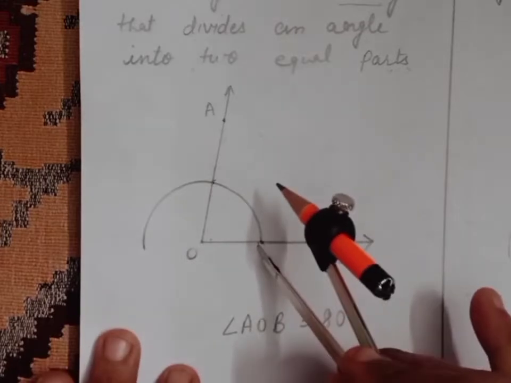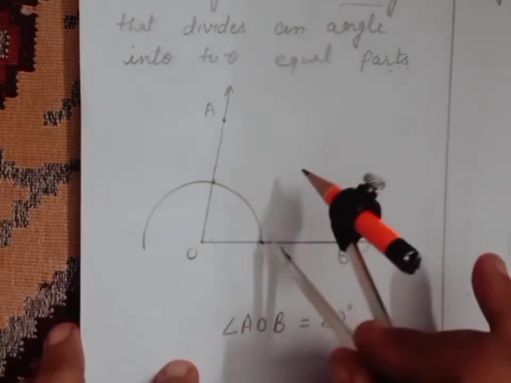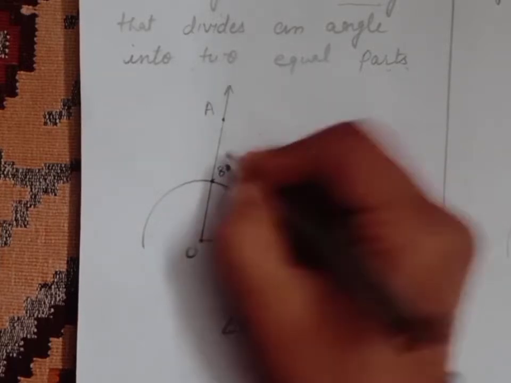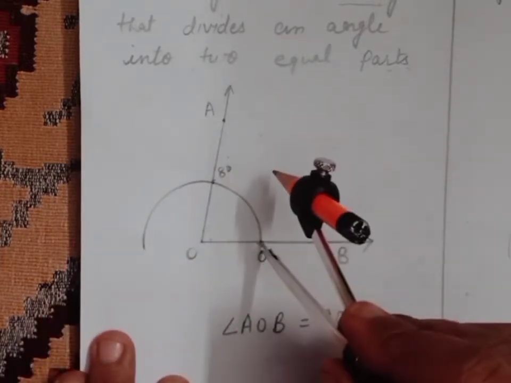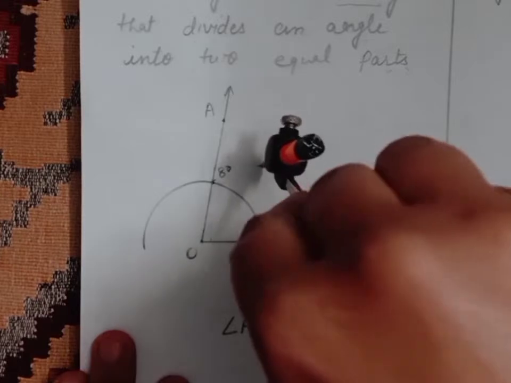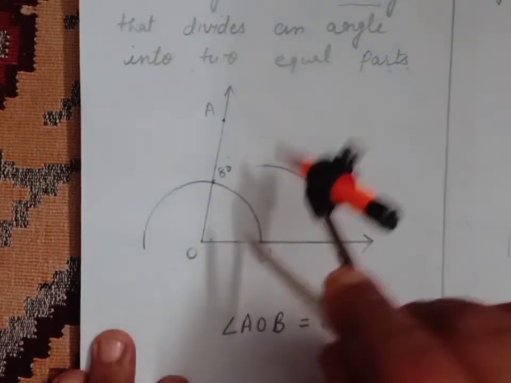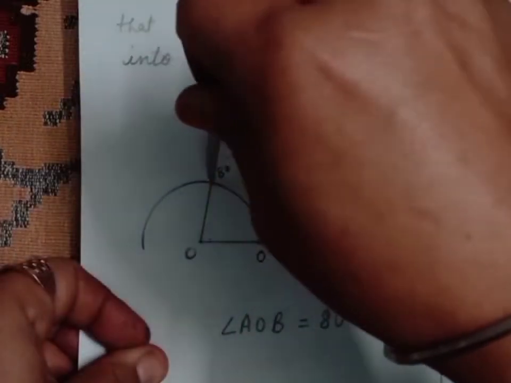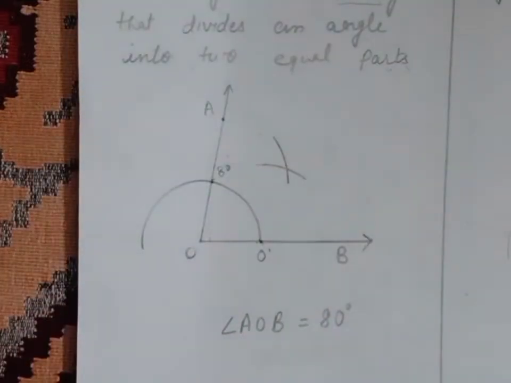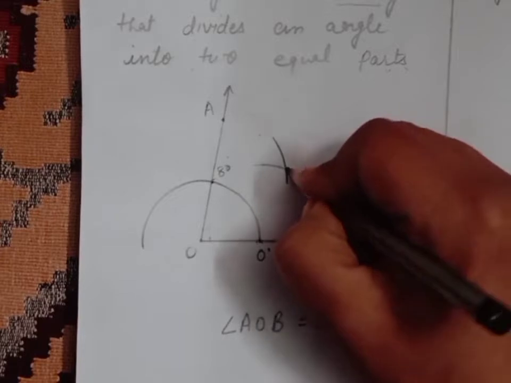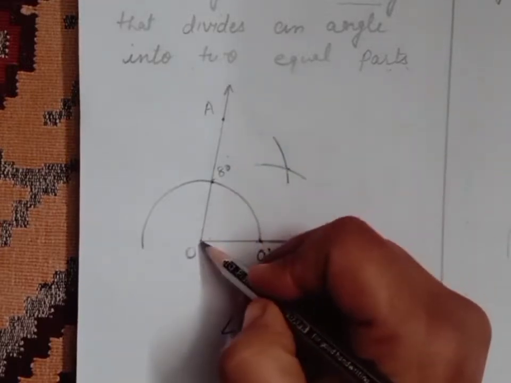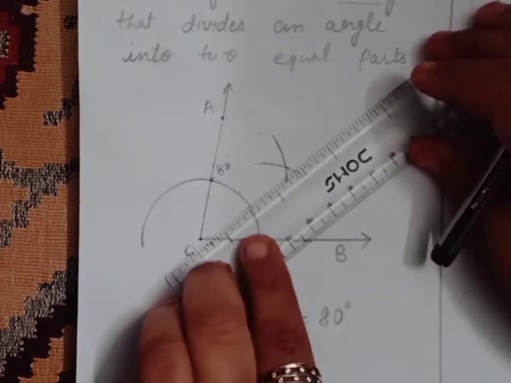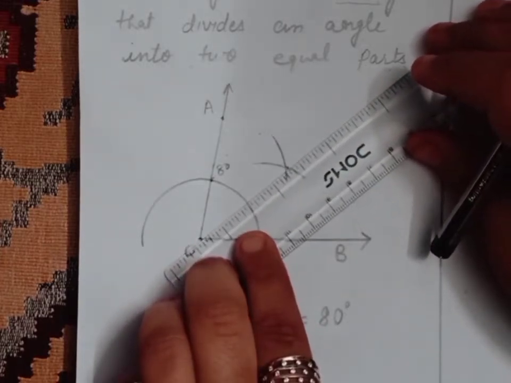Now from this point, which is 0 degree, and from this point, which is 80 degree, we will draw arcs like this. The first arc is like this, and from 80 degree we will cut the previous arc. Now this is the point of intersection of the two arcs. Join it with the initial point of the ray. Join them carefully and accurately.